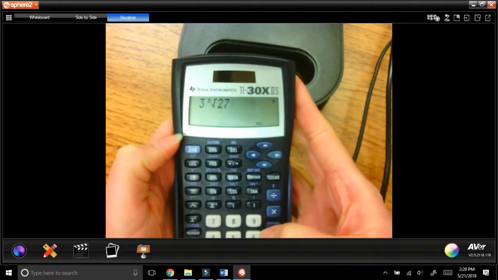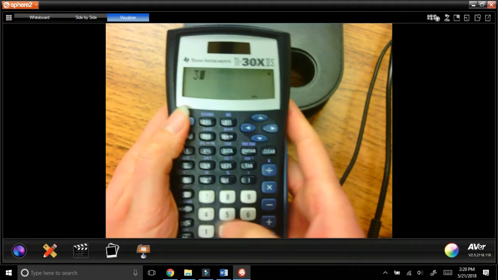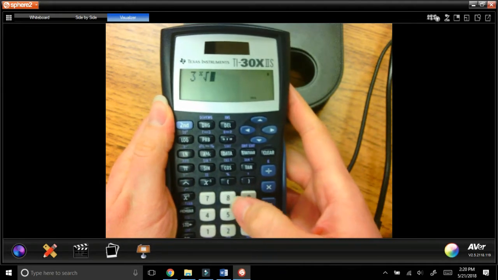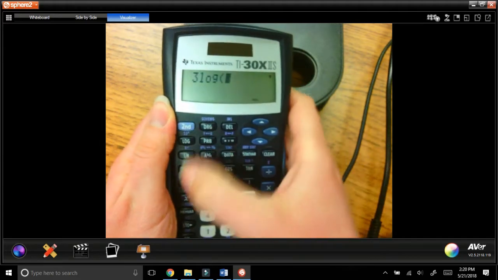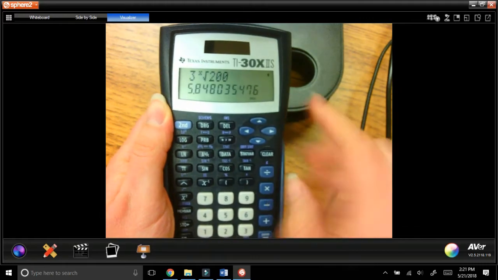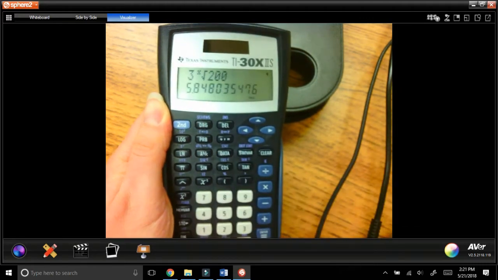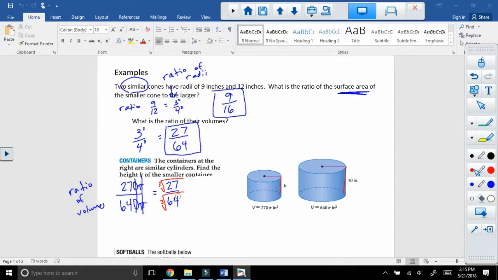So if you wanted to do like the cube root of 27, that would equal 3. Or the cube root of 64, that's 4. Or you could even do the cube root of 200, and then that would be like the decimal approximation for what that would be. So what you get here is you get 3 to 4.